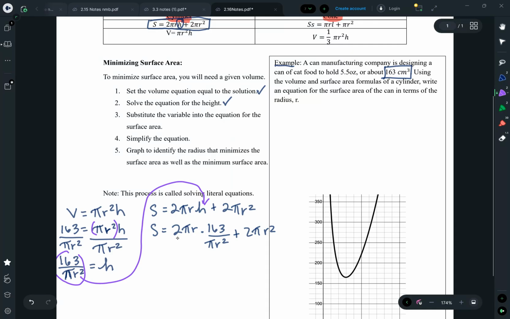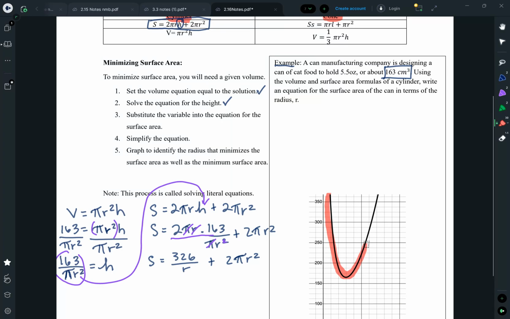So remember when we're multiplying fractions, we can extend this. And then we could think about how r over r squared would just be a factor of r left in the denominator. The pi's would cancel. We'd be left with 2 times 163. That's going to be 326 over r plus 2 pi r squared. So now we only have two variables. We have s and we have r, and s has been solved for, so s is just a function of r. When we put this in our graphing technology, we get this shape right here.